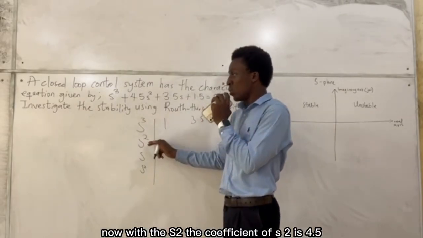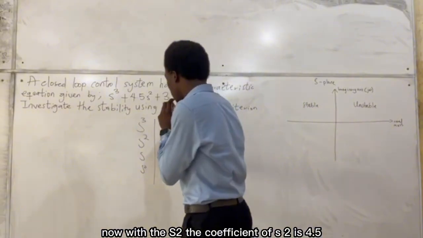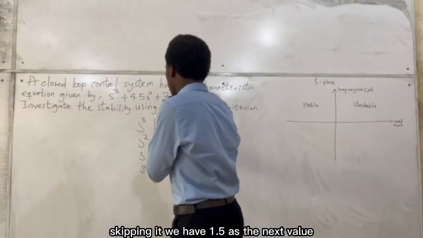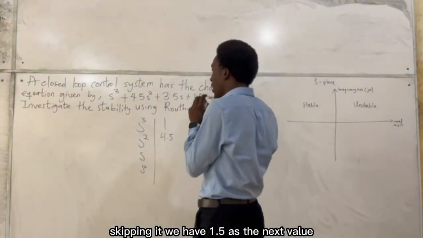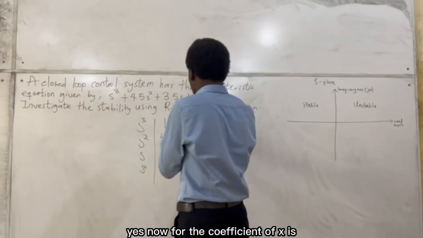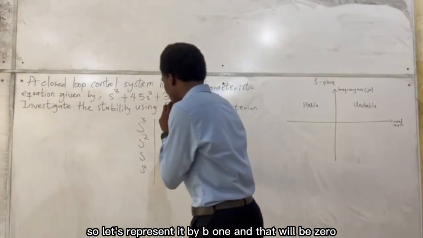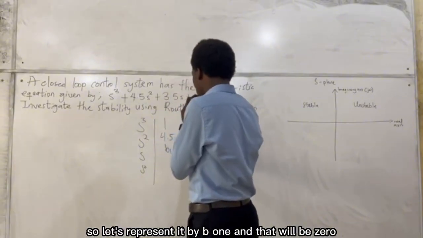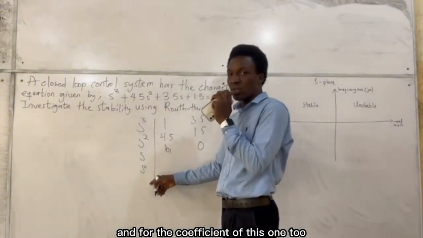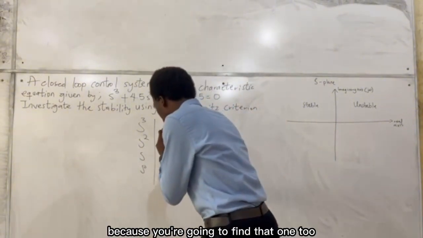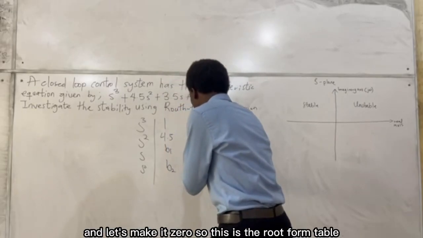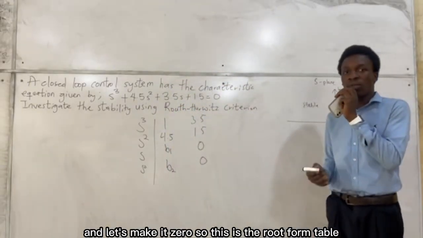Now, the coefficient of S2 is 4.5. Skipping it, we have 1.5 as the next value. Now, for the coefficient of X, that's what you are going to find. So let's represent it by B1, and that will be 0. And for the coefficient of this one too, let's represent it by B2, because we're going to find that one too. And let's make here 0. So this is the Routh form.